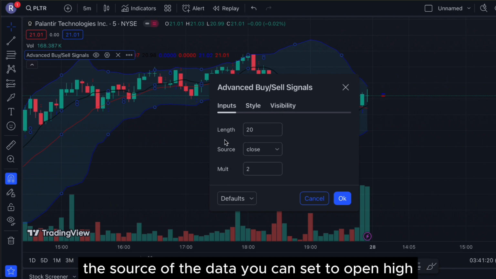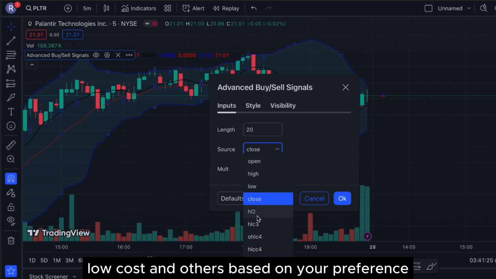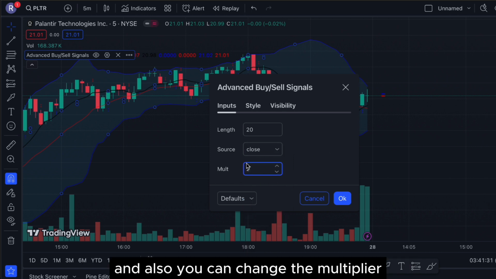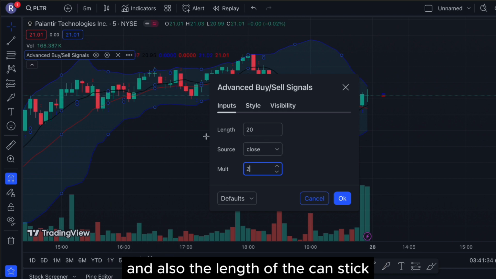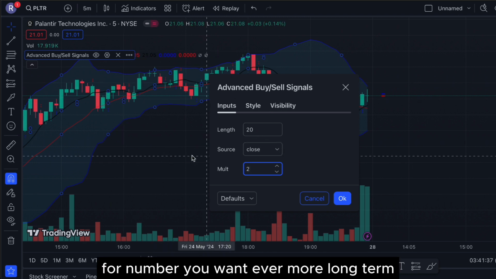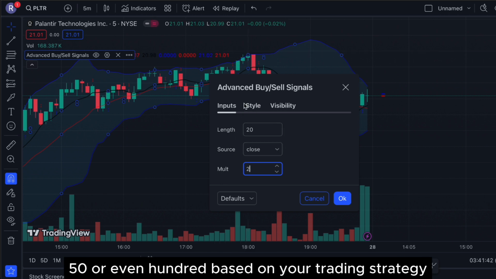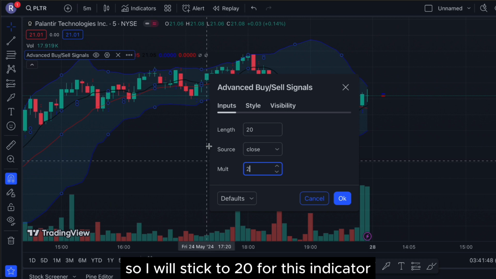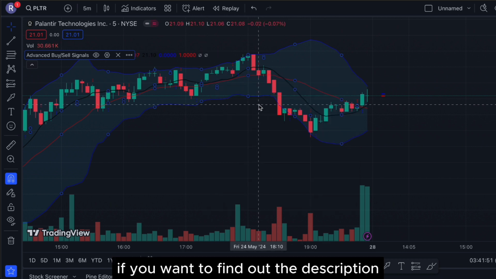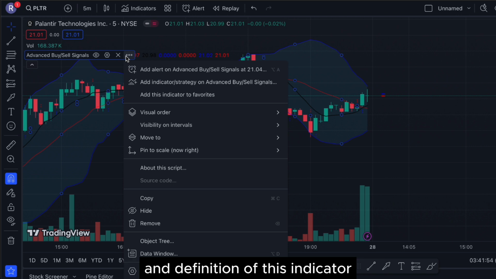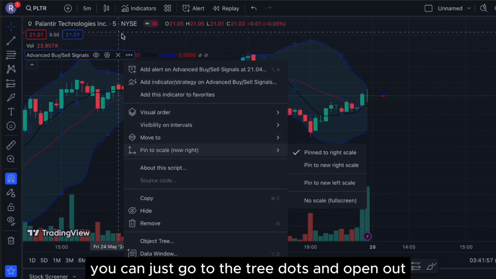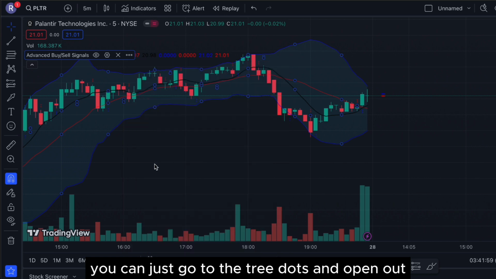For example, you can set the source of the data to open, high, low, close, and others based on your preference. You can also change the multiplier and the length of candlesticks considered for the data. For example, if you want a more long-term view, you can increase the length to maybe 40, 50, or even 100 based on your trading strategy. I will stick to 20 for this indicator. If you want to find the description and definition of this indicator, you can go to the 3 dots and open About this script.